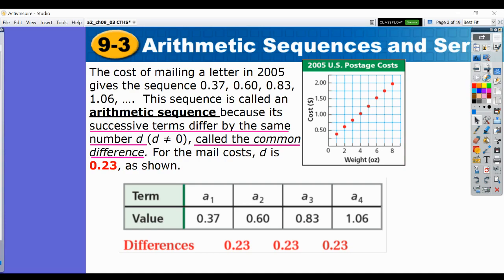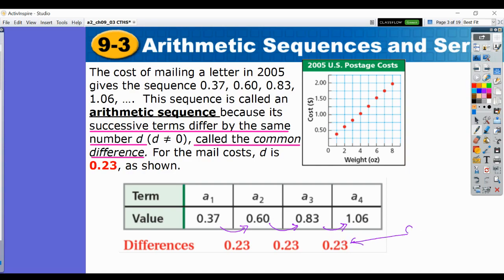So what is an arithmetic sequence? An arithmetic sequence has successive terms that go up or down by the same amount. So this is the cost of mailing a letter in 2005 per ounce. So 1 ounce you paid 37 cents, which has gone up a lot since then. And for every additional ounce, you pay an additional 23 cents. So these must go up or down by the same amount every time.